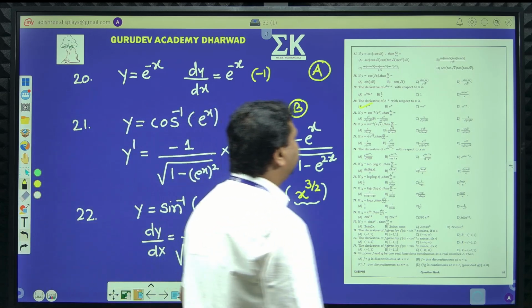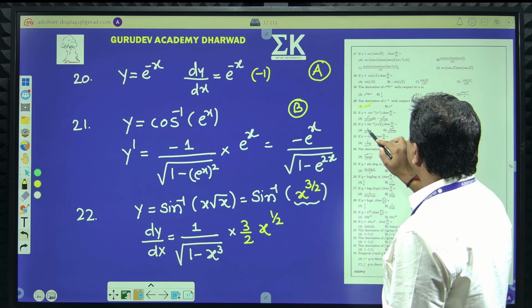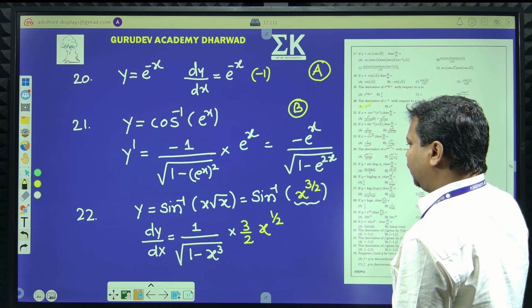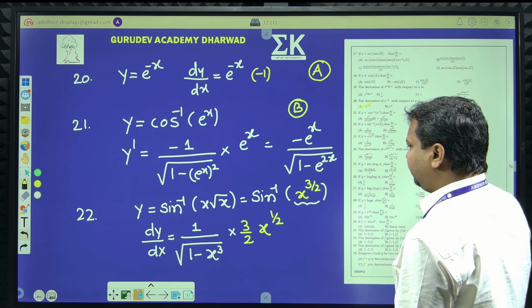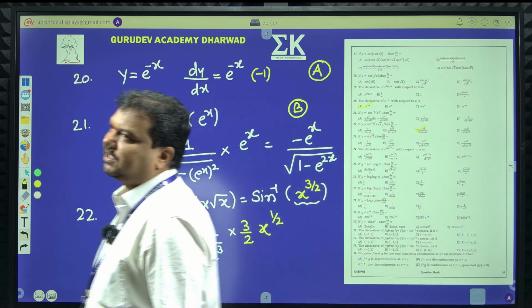Hence what is my choice? 3 by 2 root x divided by root 1 minus x cube. I think I should go for option C as the right answer.